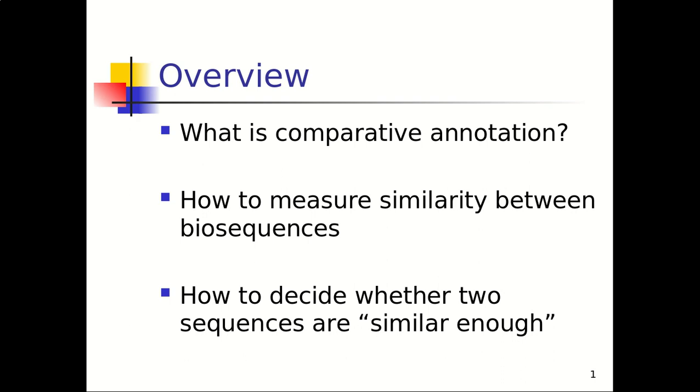Okay, in this video we're going to begin looking at BLAST and talking more about similarity and homology. So the first term we need to learn here is comparative annotation. Now, comparative just means you're comparing sequences, and annotation is kind of like you're trying to find the parts.